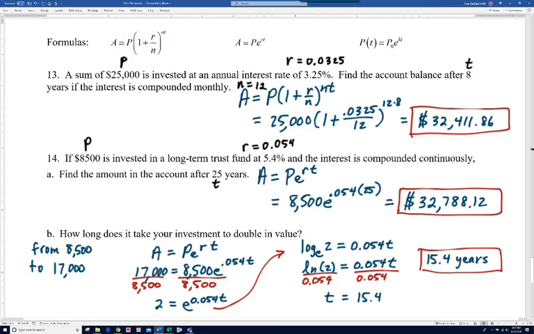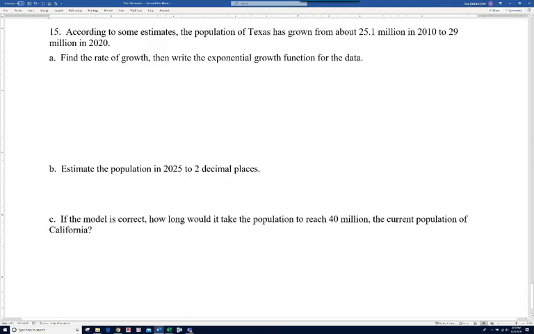All right, let's move on to the next slide. According to some estimates, the population of Texas has grown from about 25.1 million in 2010, that's when they took the last census, to 29 million in 2020. We should get a more accurate number perhaps after they finish the census, since they're currently working on it.